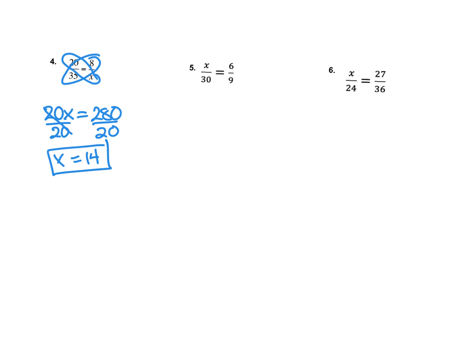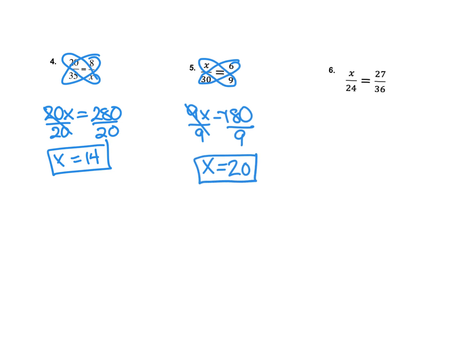Question number 5, again, I can't go easily from 30 to 9, so I'm going to want to apply the cross products property. So I'm going to multiply 9 times x, and I get 9x. And then I'm going to multiply 6 times 30, and I get 180. And the 9 is multiplying, so I'm going to divide by 9. And x is going to be equal to 20.